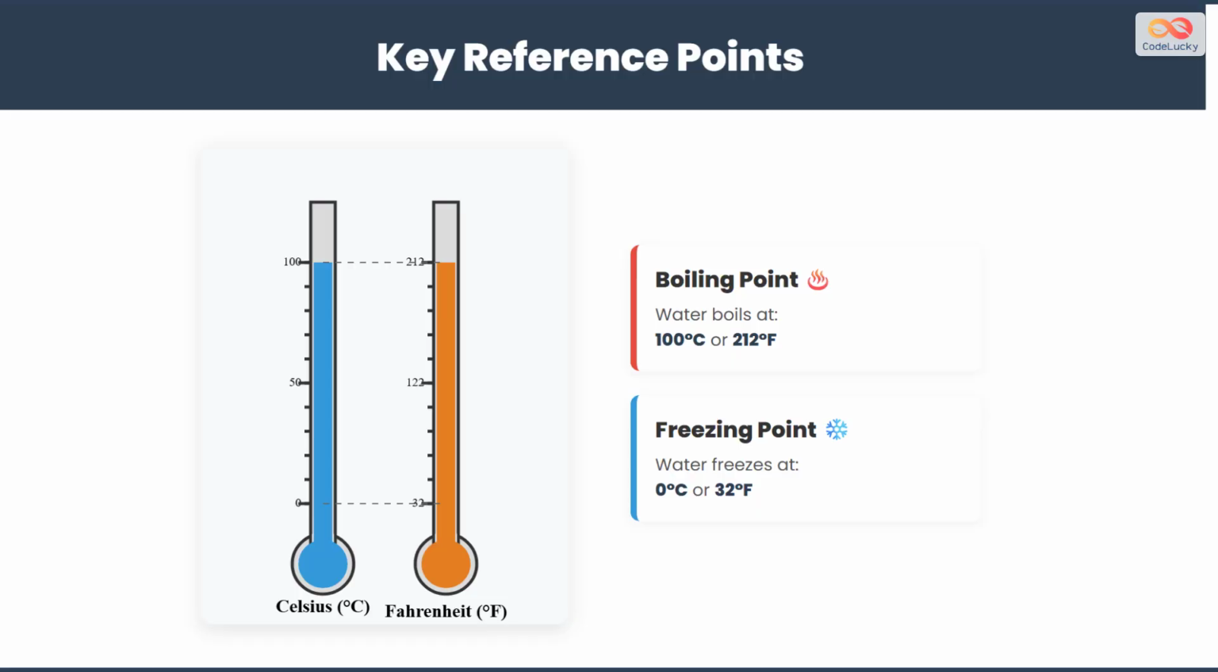To understand the relationship, look at these reference points. On the left, water freezes at 0 degrees Celsius. On the Fahrenheit scale, that same freezing point is 32 degrees. At the top, water boils at 100 degrees Celsius, which is equal to 212 degrees Fahrenheit.